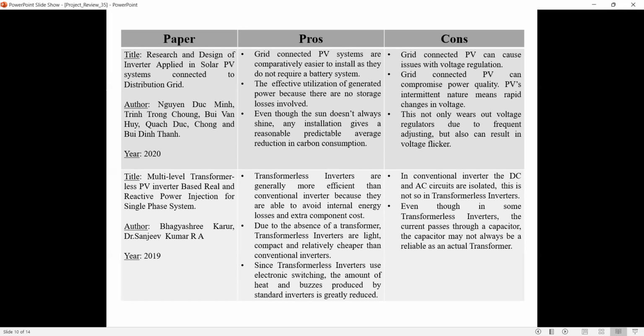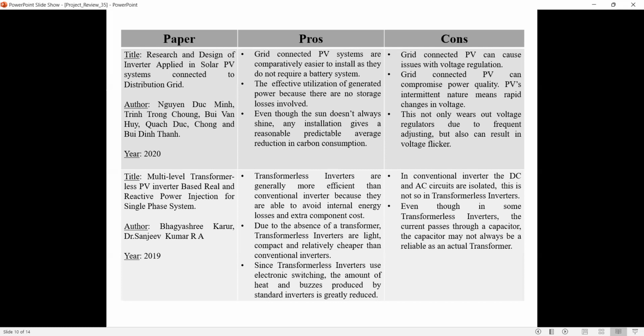Going through the drawbacks, grid connected PV can cause issues with voltage regulation. Grid connected PV can compromise power quality. PV's intermittent nature means rapid changes in voltage. This not only wears out the voltage regulator due to frequent adjusting, but also can result in voltage flicker.